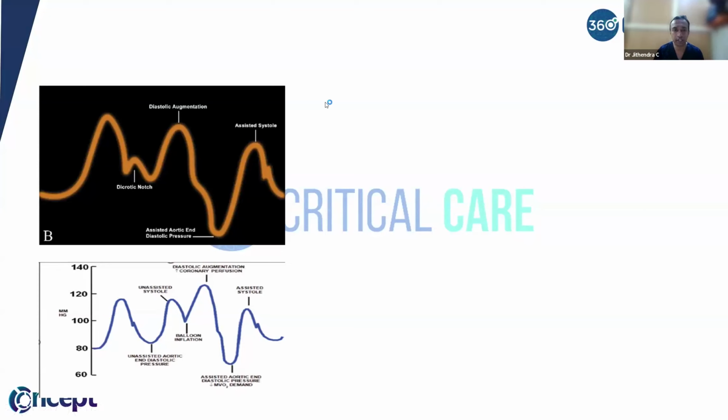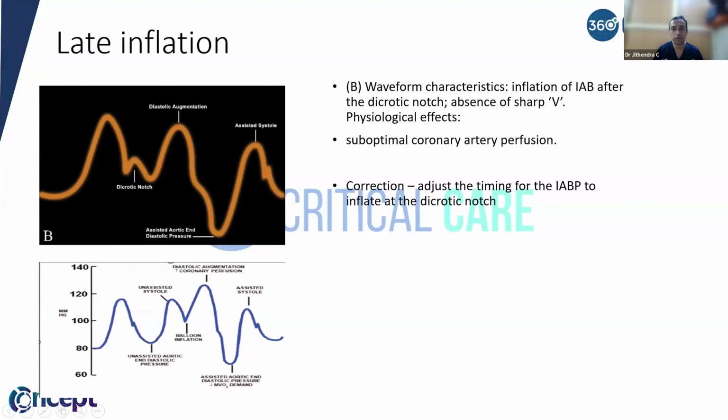It is late inflation. Absolutely right. So you can see after the dicrotic notch, after some delay, there has been some inflation. So yes, the answer is late inflation. So what do you see because of that? You don't get the sharp V, correct? You're supposed to get a sharp V at the dicrotic notch, but here you're getting it a little late and it is not that sharp also.